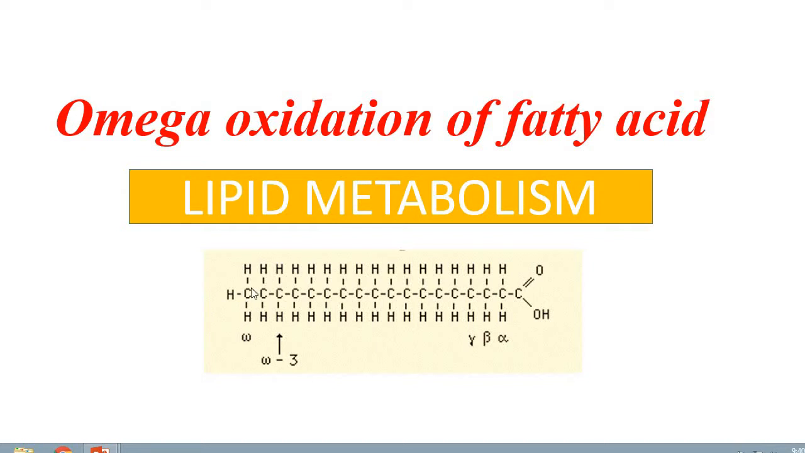So this is the omega carbon in a fatty acid structure. This is the hydrocarbon chain, this is the carboxylic acid functional group, and the most distant carbon from this carboxyl group of the fatty acid is known as omega carbon. The carbon adjacent to the carboxyl group is the alpha, the next carbon is beta, and then the gamma carbon. So this is the structure of a fatty acid having alpha, beta, gamma and omega carbons.